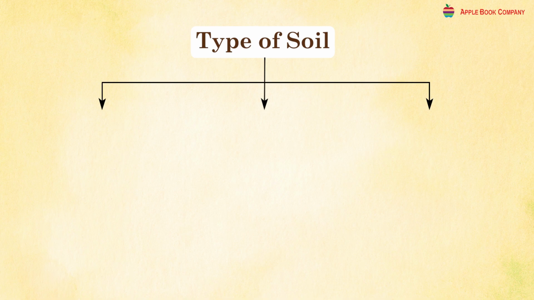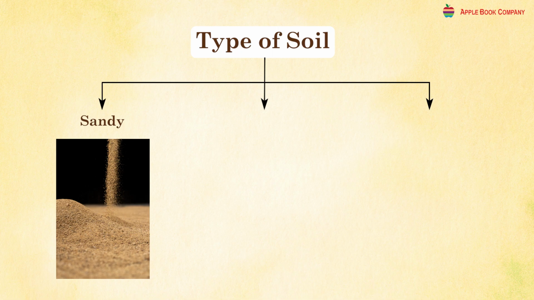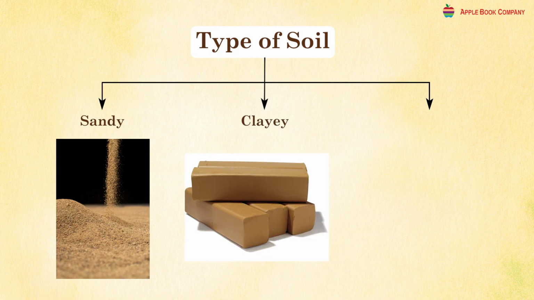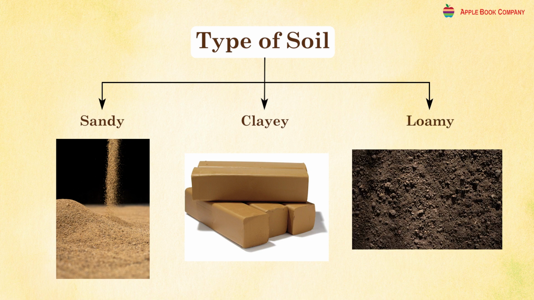Type of soil. Number 1, sandy. It is yellow. It has large particles, does not hold water. Then the clayey soil, which is golden brown. It has small particles and holds lots of water. Loamy soil is dark brown in color, which is a mixture of sand and clayey soil. It holds some water and allows the rest to flow.